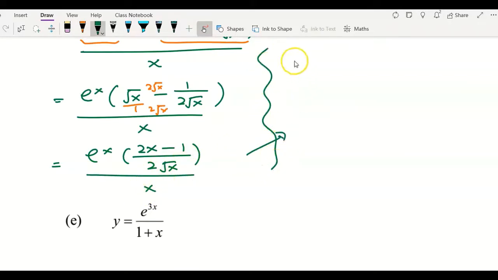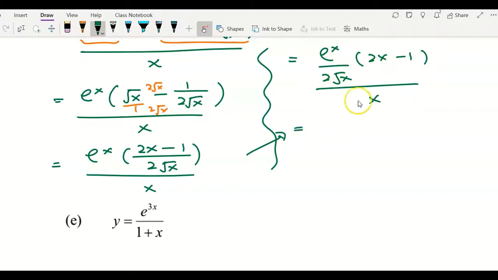Continue over here. Then the 2 square root of x can be taken out. You have your e^x over 2 square root of x multiplied by 2x minus 1. And don't forget this is something over x. And the x can join with this. You get the 2x power of 3 over 2, because a over b over c, you can write into the form of a over bc. Meaning that you're taking these 2 square root of x multiplied by x, you get x power of 3 over 2. And in the bracket, you get 2x minus 1. Alright.